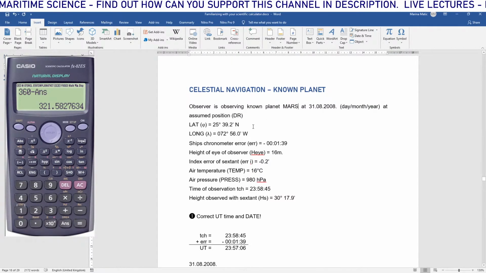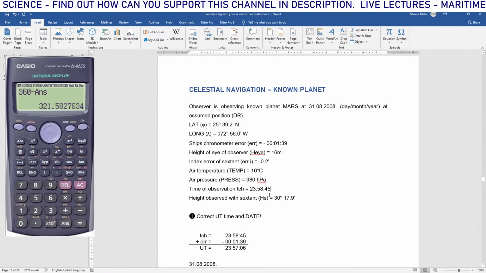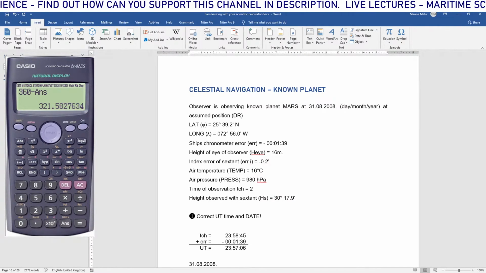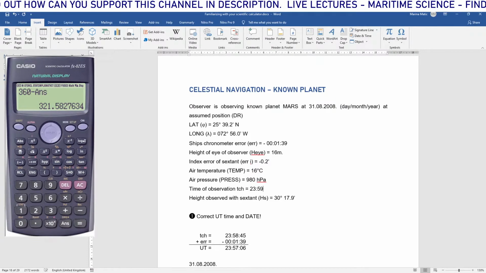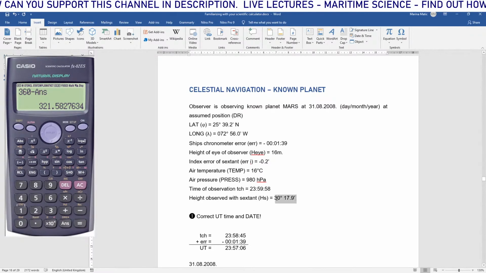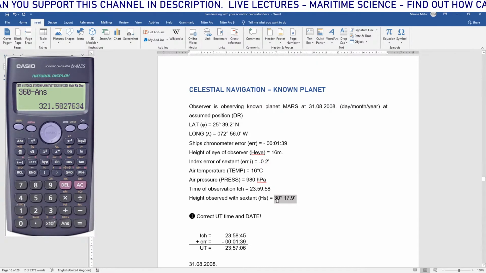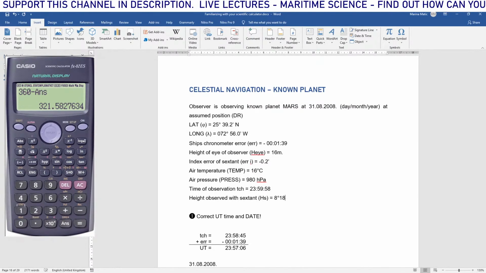The date is the same, the position is the same, and everything is the same except the time of observation for Mars. So we observed Mars at chronometer time 23, 59, 58, and the height observed with the sextant of Mars is 8 degrees 18.9.